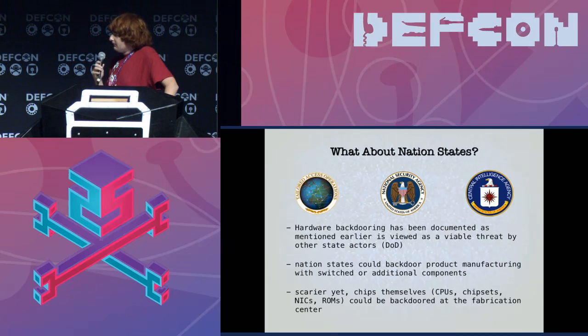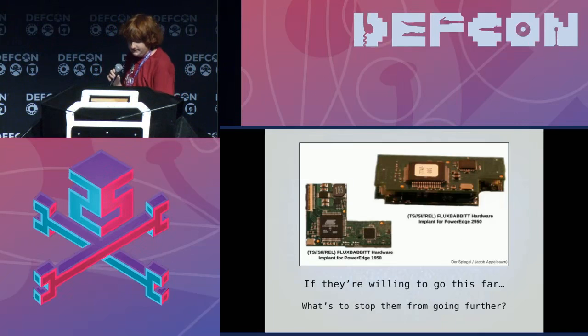As I mentioned, CPUs, chipsets, network interface cards, ROMs, they could all be backdoored if they wanted. I think what highlights this best is there's a piece of hardware that the NSA has created called FluxBabbit that is built for one specific server that is implanted in shipment. If the NSA is willing to make a custom chip to attack hardware, why aren't they attacking the fabrication center?